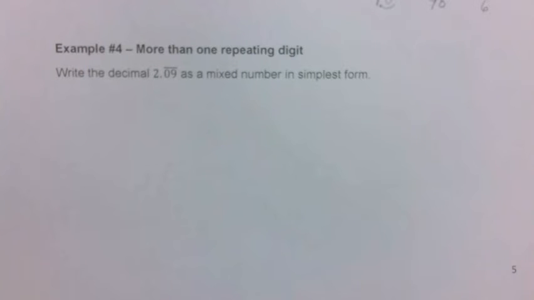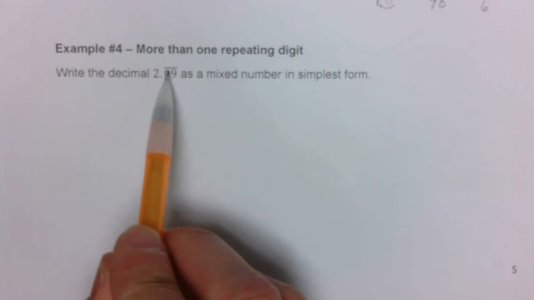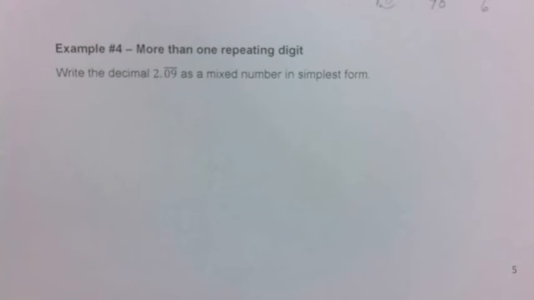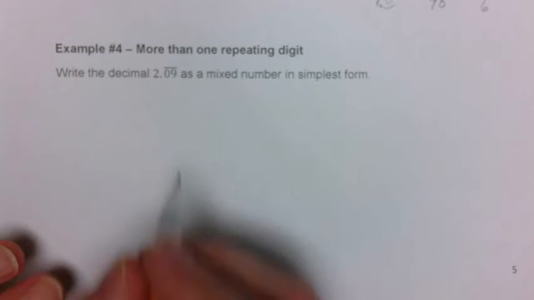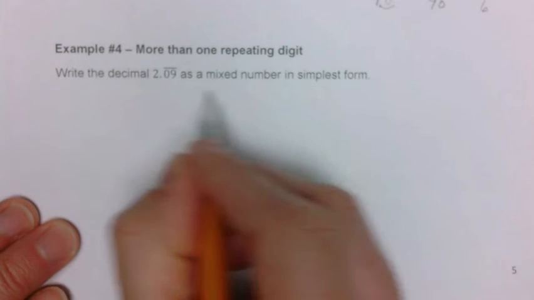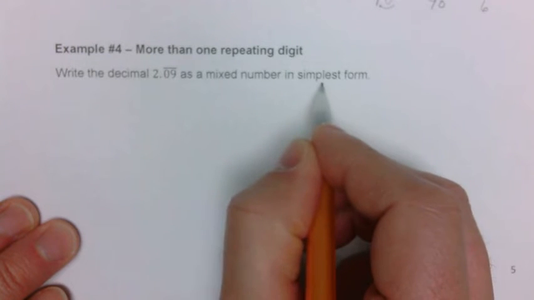In each example that we've done so far, there's only been one digit that repeats. What if there's more than one repeating digit? Write the decimal 2.09 repeated as a mixed number in simplest form. Okay, so right here, this 09 is repeating. I'm going to write this as a mixed number in simplest form.